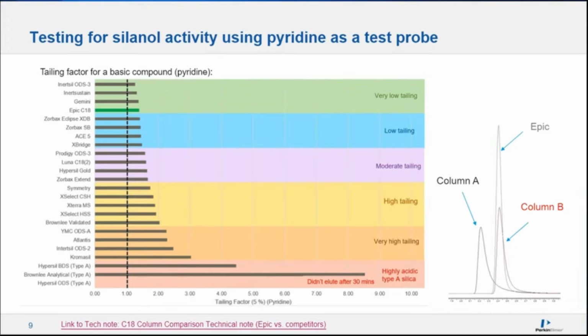We can see an example here where we're using pyridine as a test probe to look at the silanol activity. In this case, this Epic C18 column produces a very sharp and symmetrical peak. However, some of the other columns, column A and column B, have somewhat of a tail, and they are exhibiting some increased silanol activity. So this is one of the key features when choosing a C18 column, particularly for the analysis of amine-containing compounds. It's important that we understand what the silanol activity would be.